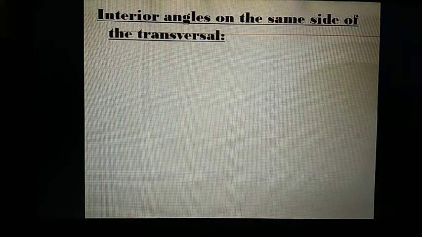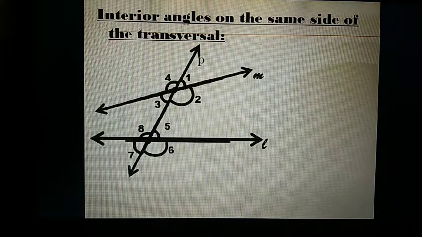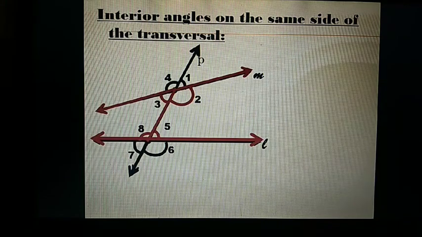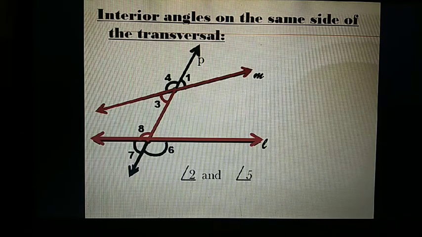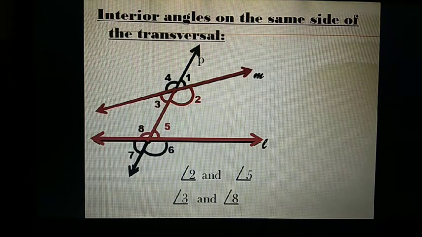Interior angles on the same side of transversal. As the name says, here we will first focus on interior angles, then the sets which are on the same side of the transversal. Here 2, 3, 5, 8, all the 4 angles lie between the lines, so they are interior angles, but 2 and 5 both are on the right side. So 2 and 5 are the first set, 3 and 8 both are on the left side. So this is the second pair of interior angles on the same side of the transversal.